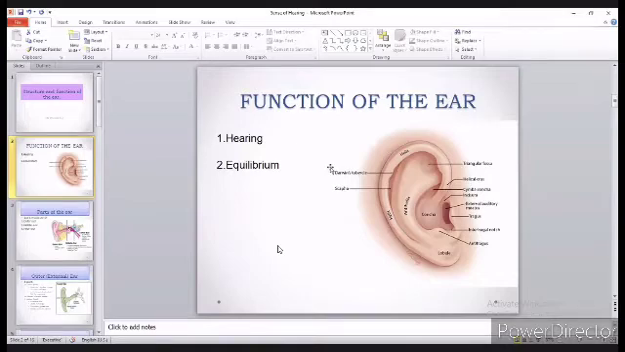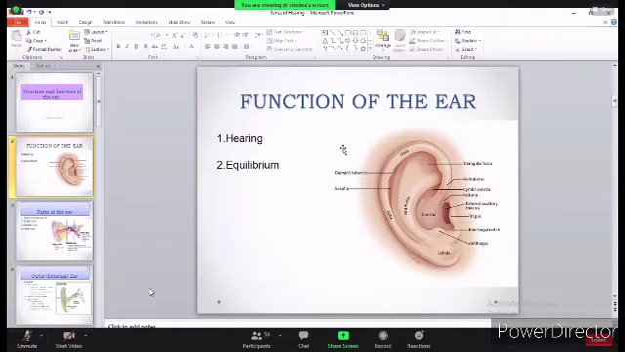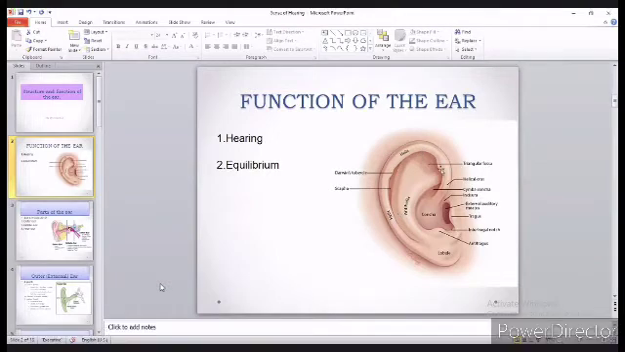The ear, of course, is responsible for hearing, but it is also responsible for equilibrium, so just maintaining the balance. If you look at your ear, these are fibroelastic structures that are on both sides of your head in the temporal bone, okay?